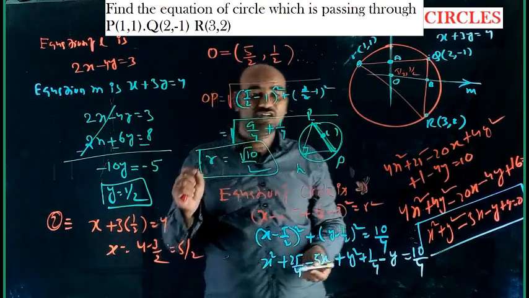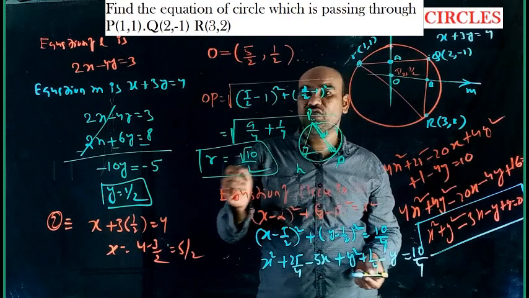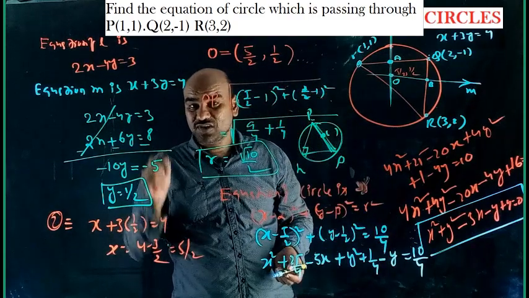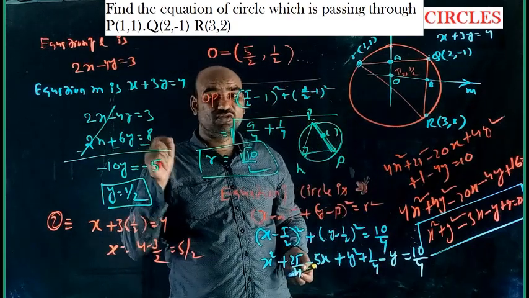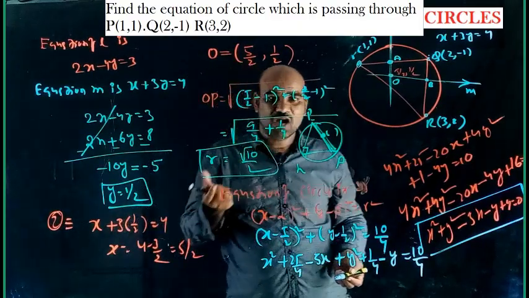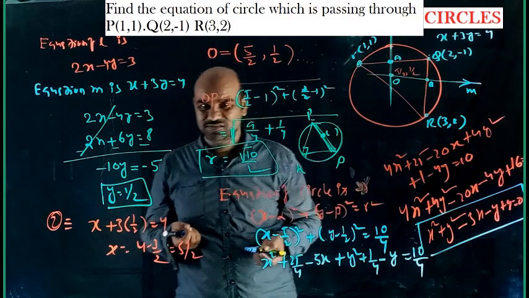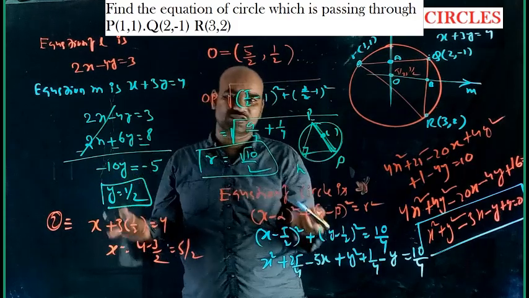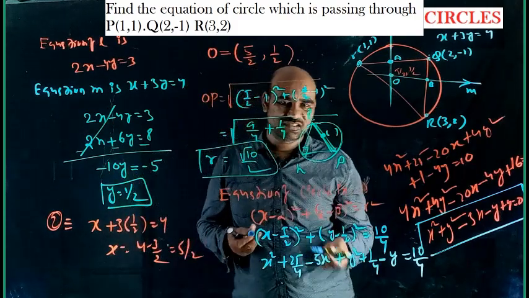That's why if 3 points on the circle are given and we want to find the equation of the circle, first of all, check whether those 3 points give a right angle triangle or not. If those 3 points give a right angle triangle, our process becomes easy. Otherwise, we need to use this method. This is first method. Okay, children.